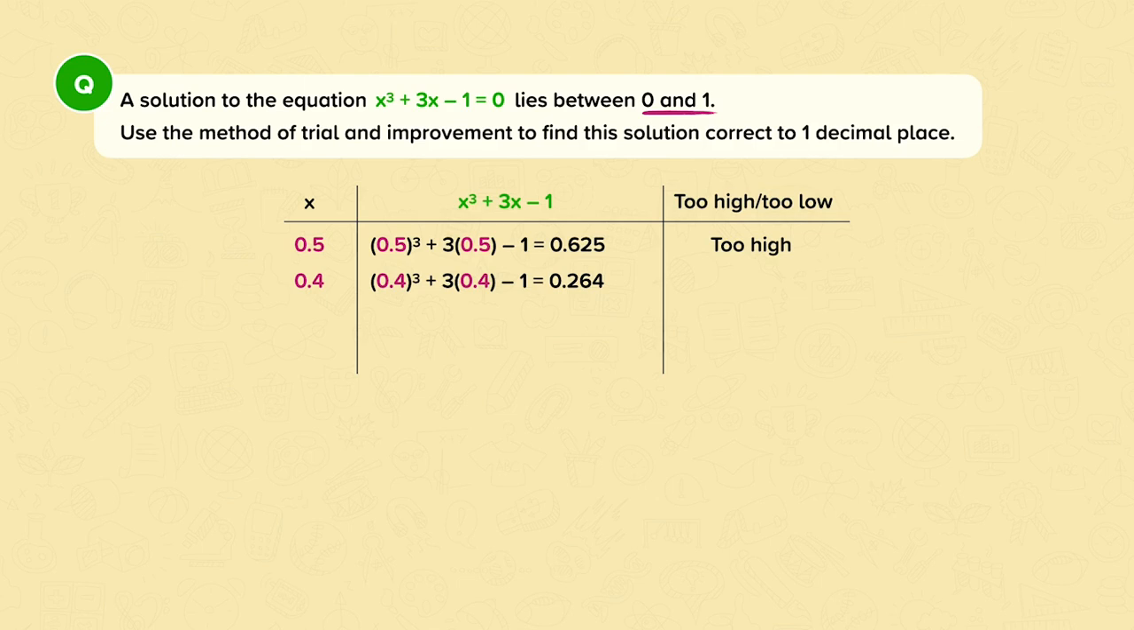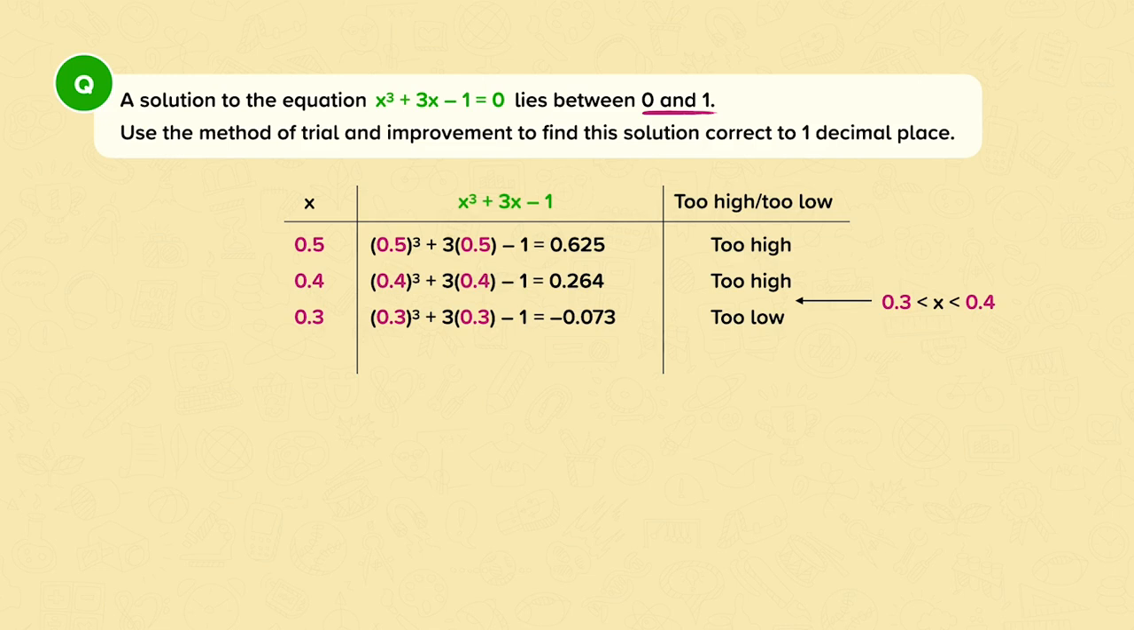This is still too high. So let's try another number. This time, 0.3. When we substitute this in, we get negative 0.073, which is now too low. So this means we know our solution lies between 0.3 and 0.4.